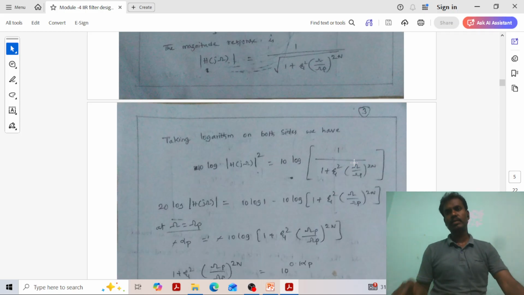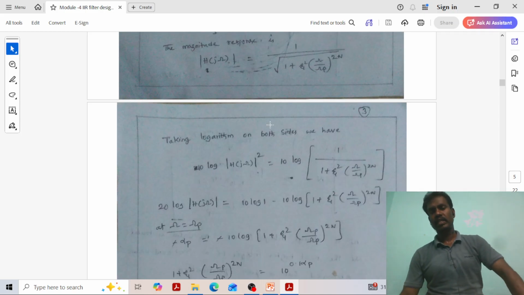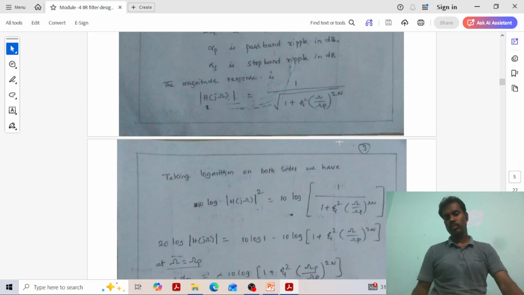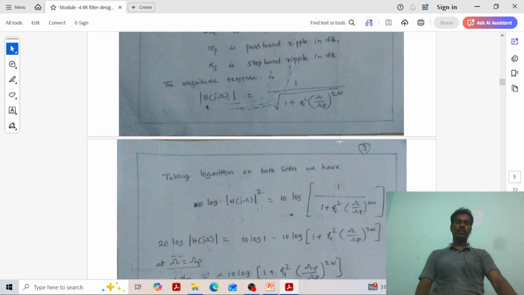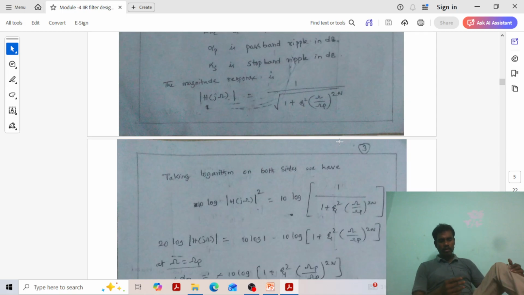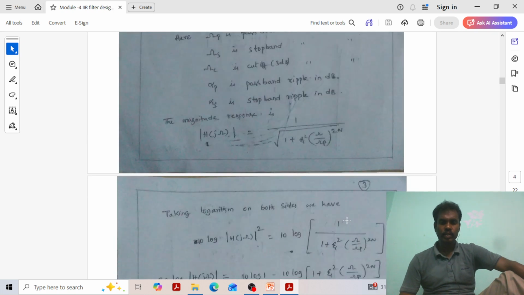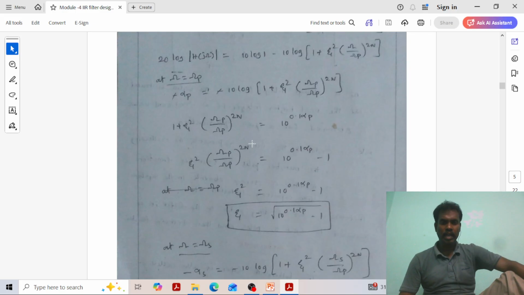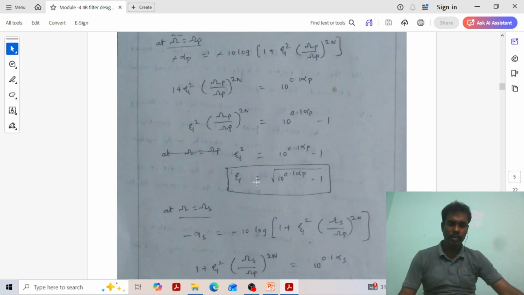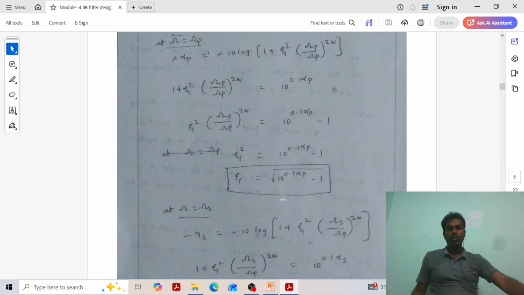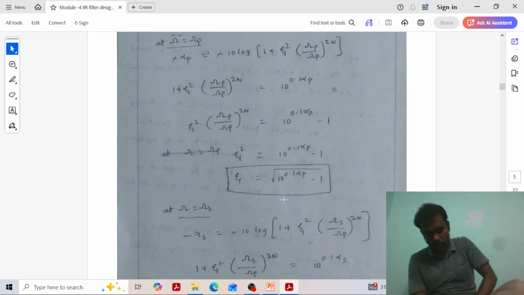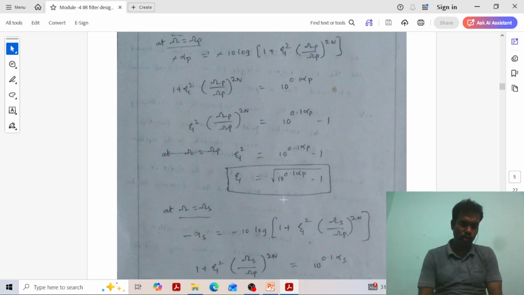Hence epsilon is nothing but some constant that indicates whether we are in the pass band or in the stop band. When epsilon is equal to 1 or less than 1, it is in the pass band. When it is more than 1, it is in the stop band. So we calculated, when omega equal to omega p, this constant formula. What is that constant? Epsilon is equal to the square root of 10 power 0.1 alpha p minus 1. We know alpha p is nothing but the pass band ripple.